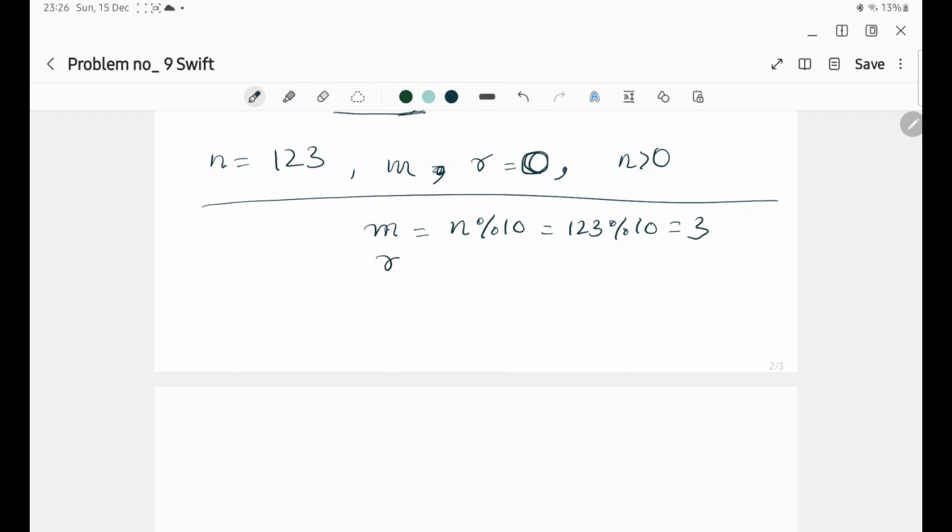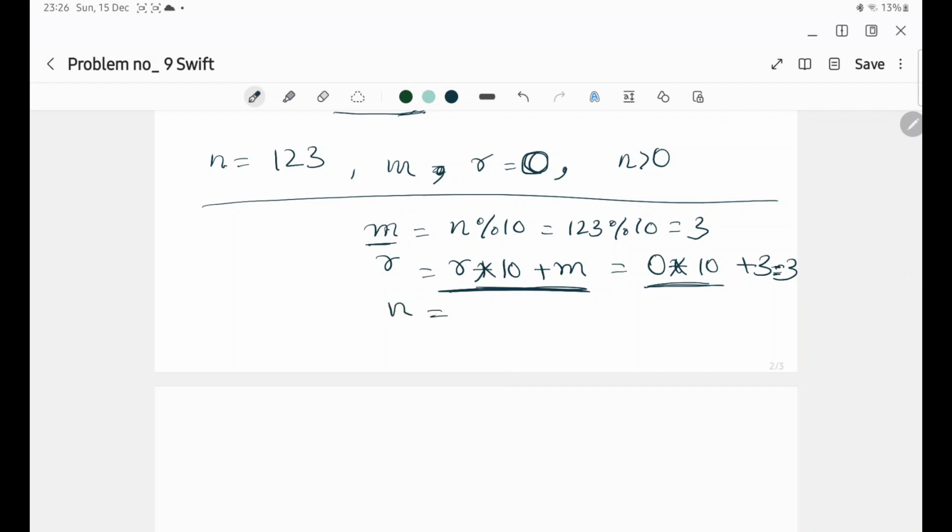Next would be reverse. Currently my reverse value is 0, so I would multiply it with 10 and add my mod value. This is a kind of formula to reverse the integer. So how much will it become? 0 into 10, which is nothing but 0, plus 3, would be equal to 3, right? So this is my 3 value.